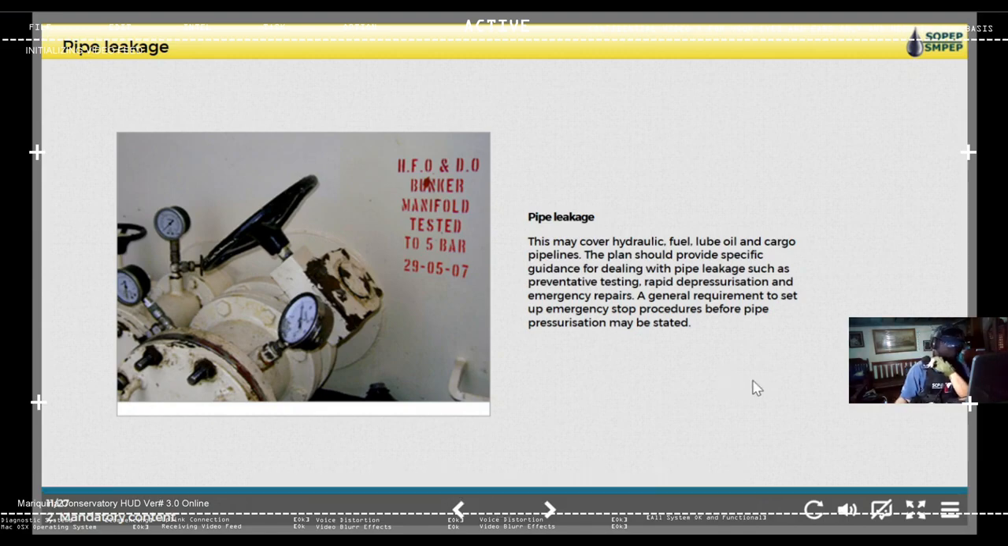Okay, next, so there are types of leakages here. One is hydraulic, another is fuel, and the other is lube oil, and of course cargo pipelines here.